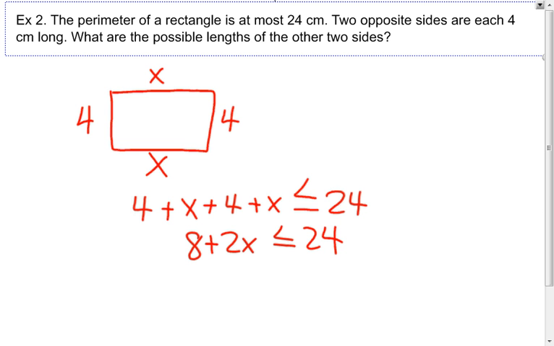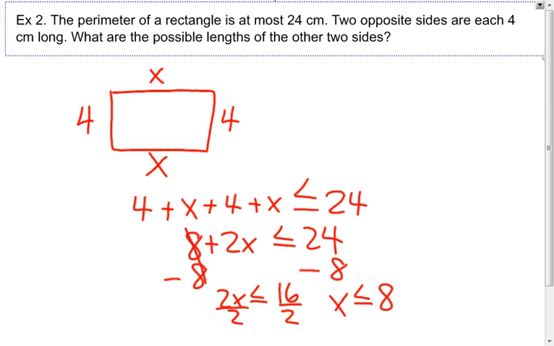Now I can solve my multi-step inequality. x is my variable. It's being multiplied by 2 and added by 8. The 8 is farther away, so I need to get rid of it first. So instead of adding 8, I need to subtract 8. Those cancel, and I get 2x is less than or equal to 16. Divide both sides by 2, and I get x is less than or equal to 8.